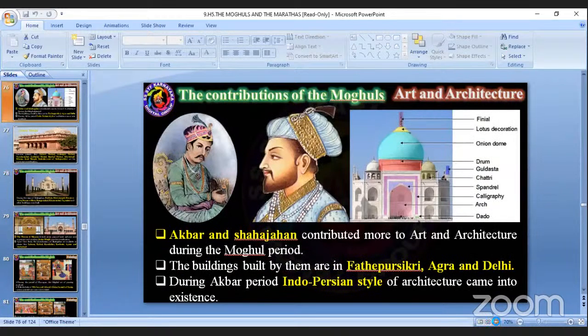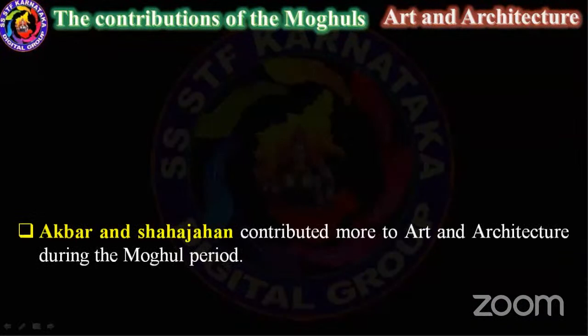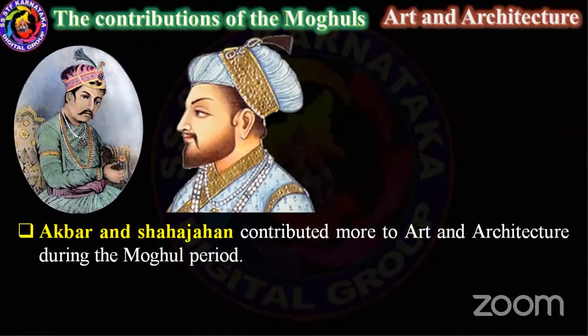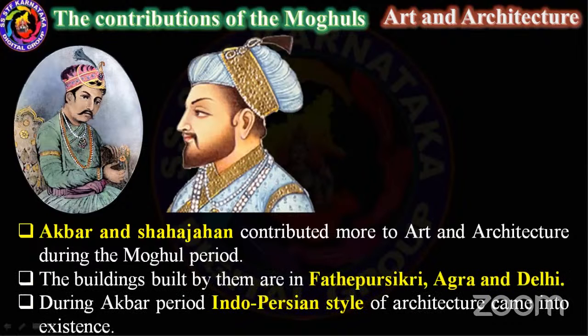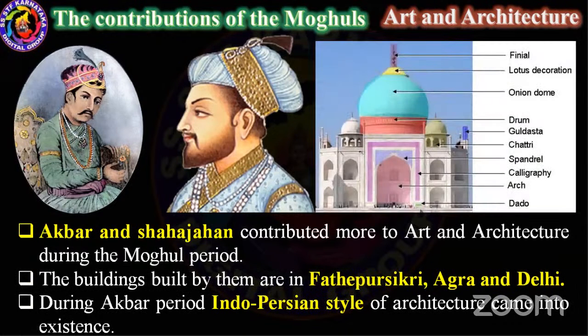During the Akbar and Shah Jahan period, they built a number of monuments because they were interested in art and architecture. The monuments of Shah Jahan are found in Agra and Delhi, and the monuments of Akbar are found in Fatehpur Sikri.